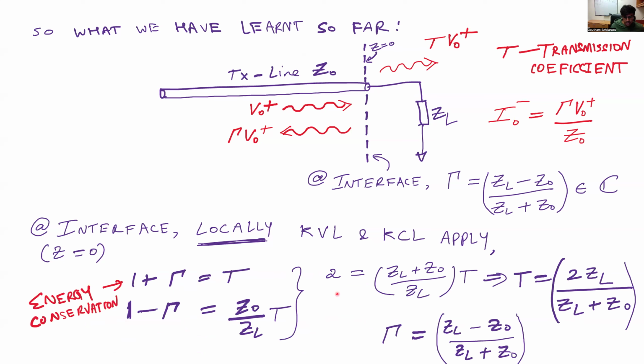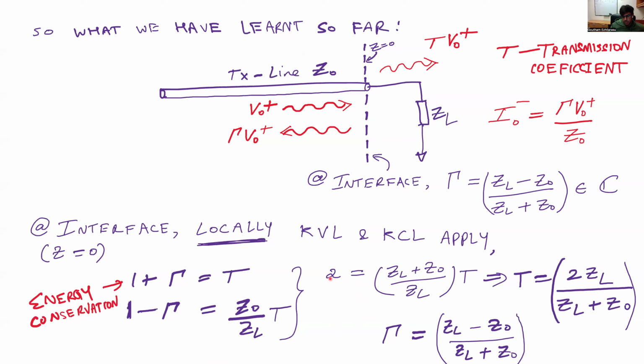If we simplify KVL and KCL, we get that 1 plus the reflection coefficient must be equal to the transmission coefficient, and 1 minus the reflection coefficient must be equal to Z naught, the characteristic impedance, over ZL times the transmission coefficient. The expression 1 plus gamma equals T is just a form of energy conservation, because it says that the total reflected wave and the total transmitted wave must add up to the total incident wave.